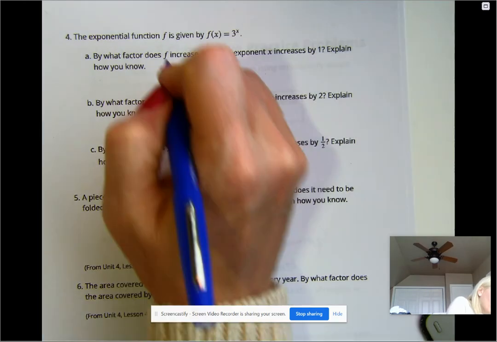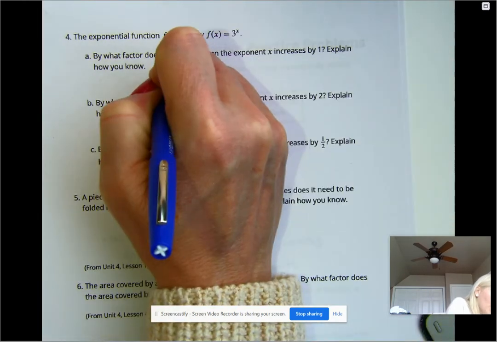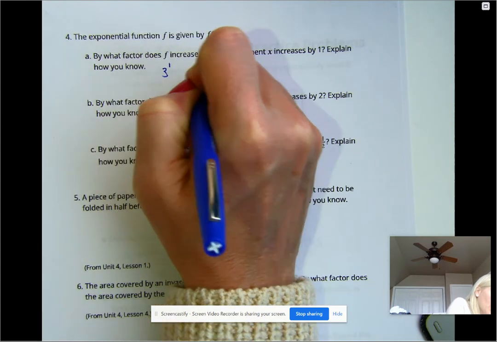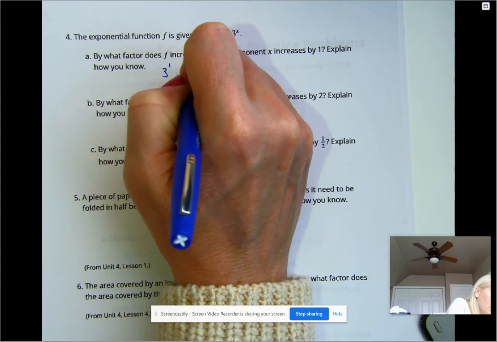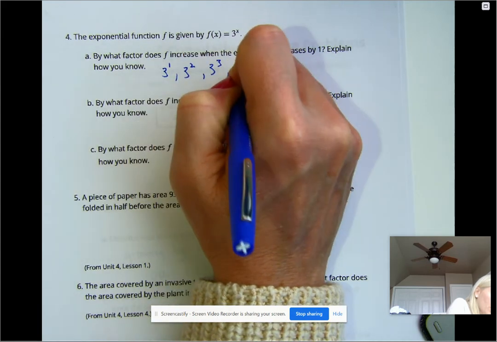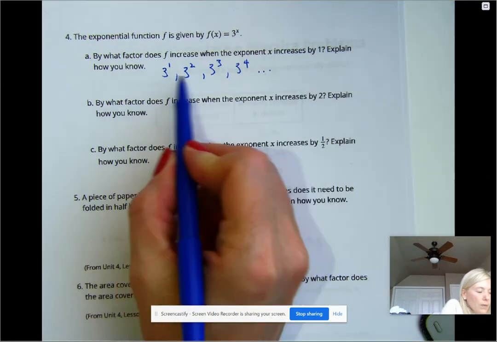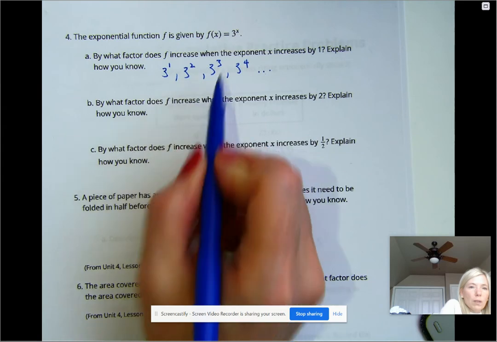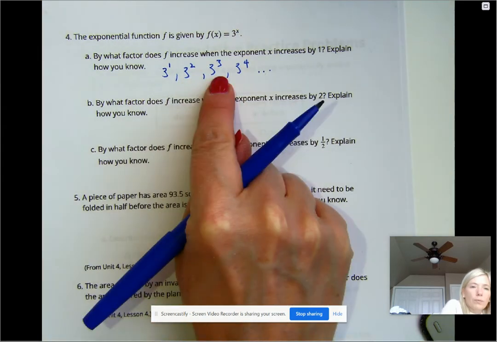So I can just kind of show an example. So I have 3 to the first. And if I just increase this by 1, 3 to the second, 3 to the third, 3 to the fourth, and so on. So each time, this is increasing by a factor of 3, right? There's one more 3 being multiplied on there.